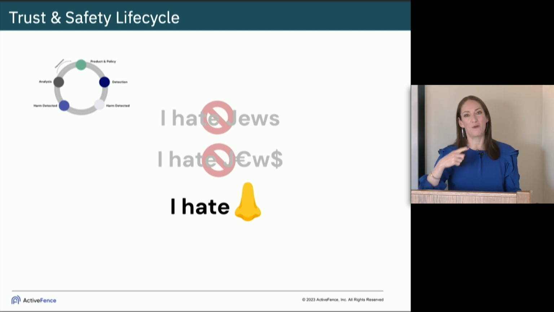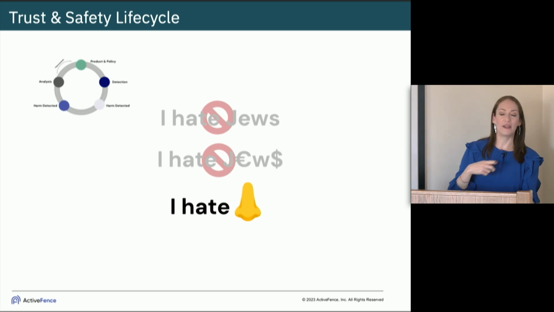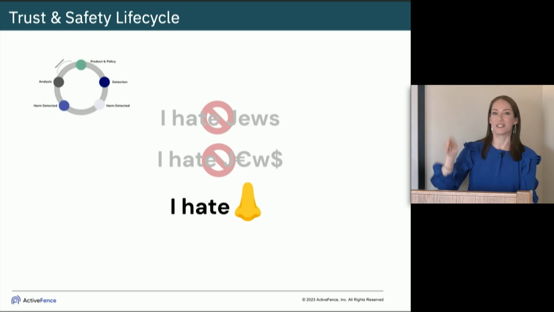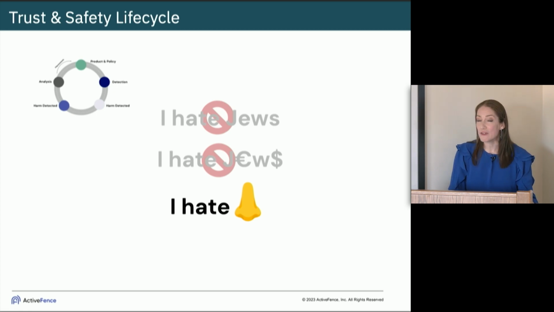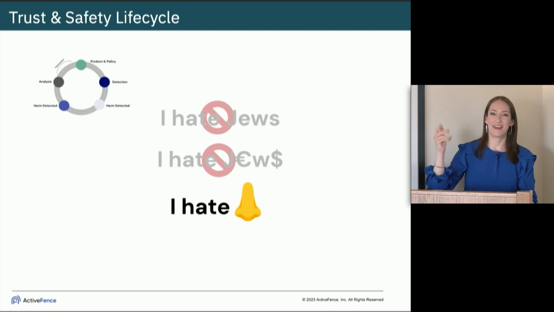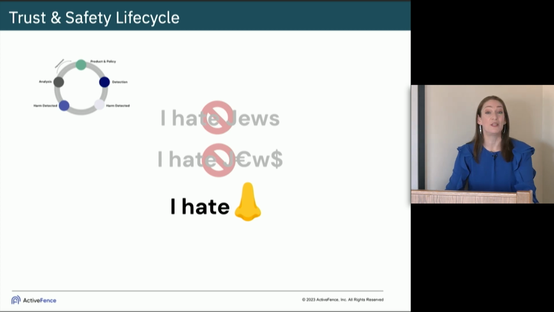And this is how the cycle goes on, and why it's not just a cycle that ends in improving the policy, because every time you improve your policy or you improve your product and you think, that's it, no abuse on my platform anymore, someone will find a creative way to abuse your platform, and you'll find yourself dealing with harm that's slipped through the cracks.